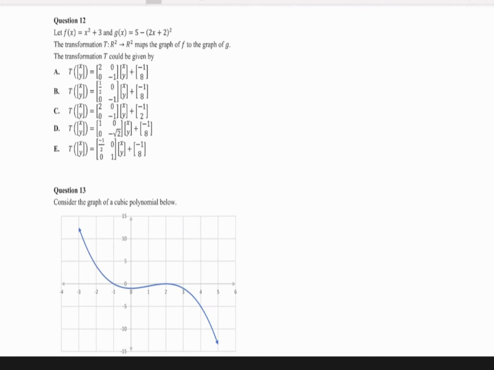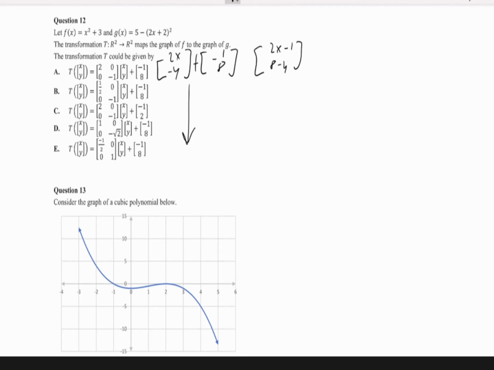Question 12, I simplified each of these matrices. It's just a bit of work here: you have to simplify it and get the transformations. And likewise, you would do it for each of the other options. Option B was the correct answer, and I'll show you why.